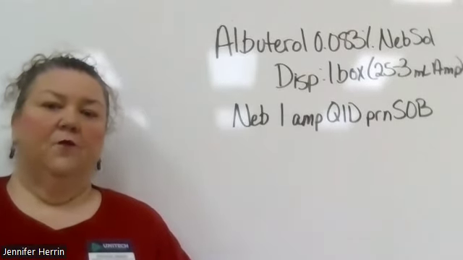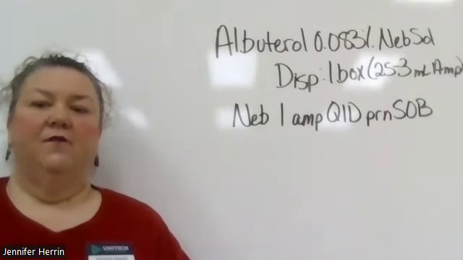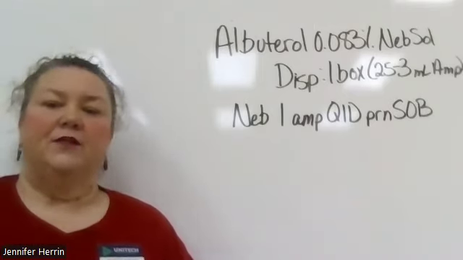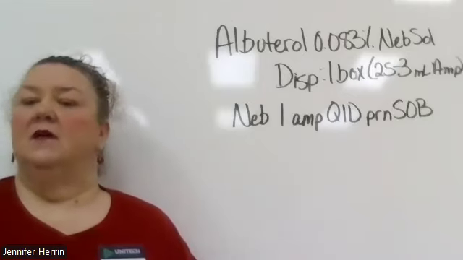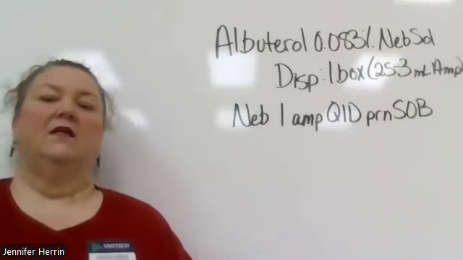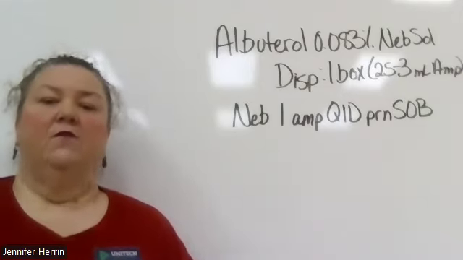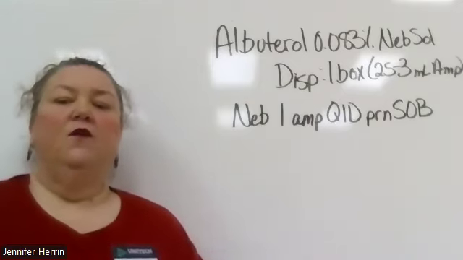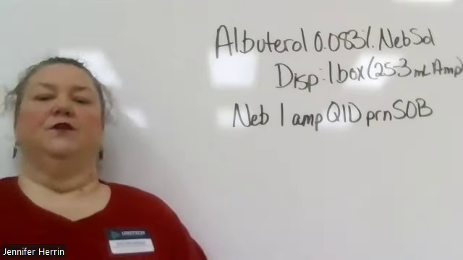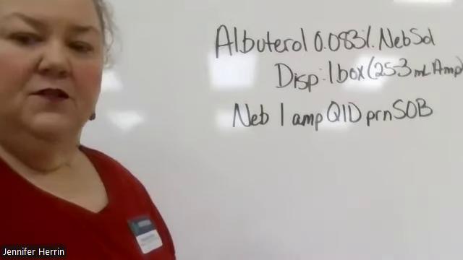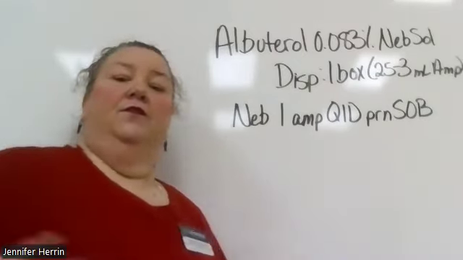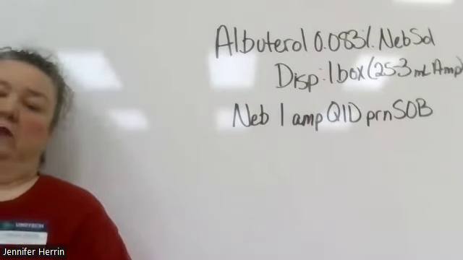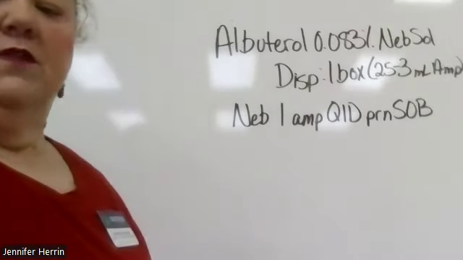Okay, here we have an order for a nebulizer solution. We have albuterol 0.083% nebulizer solution. We are dispensing 1 box, and in parentheses there, it lets you know that each box contains 25 3 ml ampules. And then your directions call for the patient to nebulize 1 ampule 4 times a day as needed for shortness of breath. So, first thing we need to do is convert the dispense quantity from 1 box into milliliters or ampules, either one.